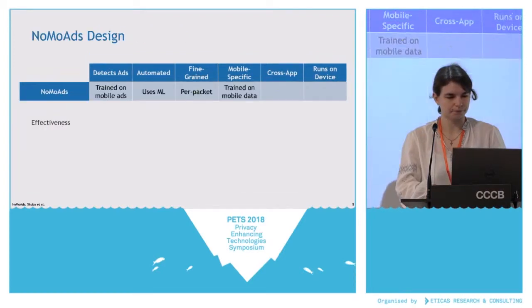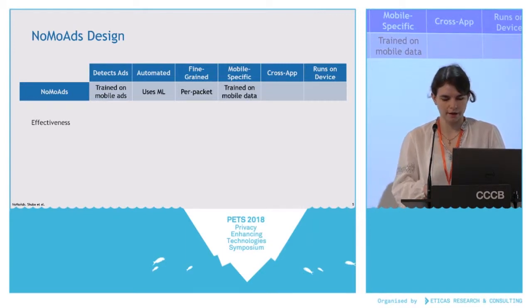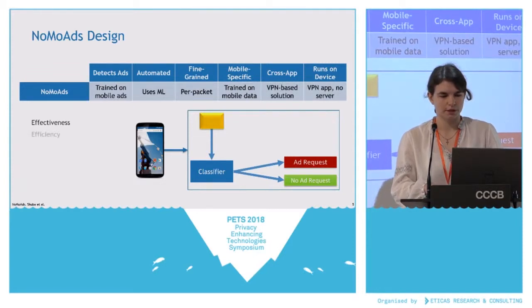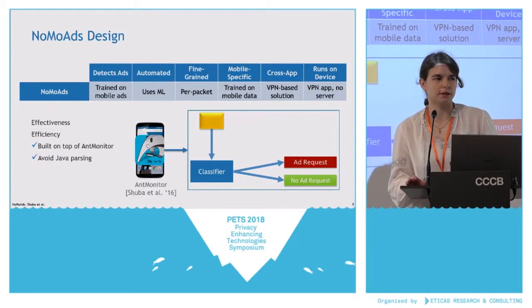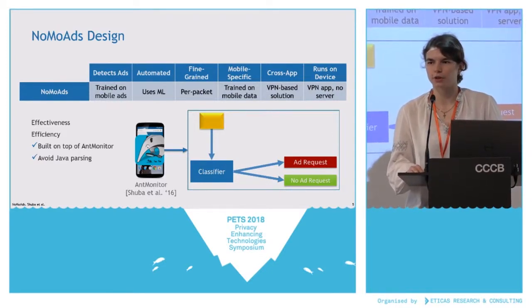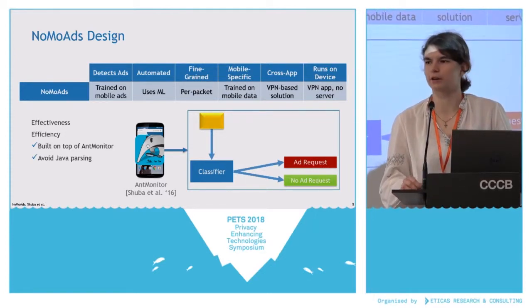Obviously, we want to block ads, so we train on some mobile data. We use a machine learning approach where we have a classifier sitting on the device, and given a packet, it predicts to us whether or not it contains an ad request. So that we can block ads across multiple apps, we again use a VPN-based approach that does not require a server. With that come a few efficiency challenges, but luckily there has been a lot of related work that has already been done. So we built on top of AntMonitor to gain that efficiency, and we do a few more tricks to make sure the classifier can also run in real time.